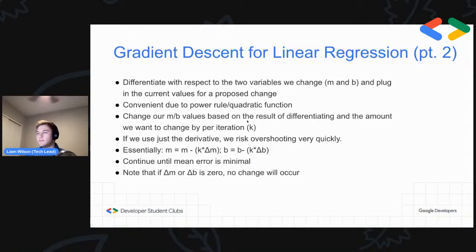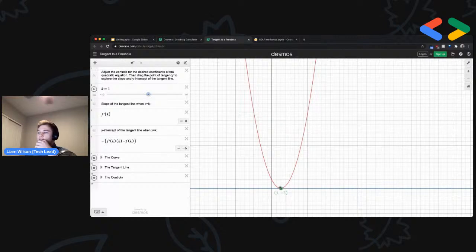We want to change those m and b values based upon the result of the plugged in derivative. We use an arbitrary constant k as essentially our learning rate. That's just a modifier of how much we change. If we consider again this tangent line, our slopes are fairly big here.